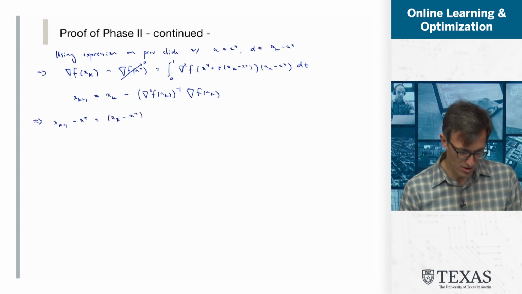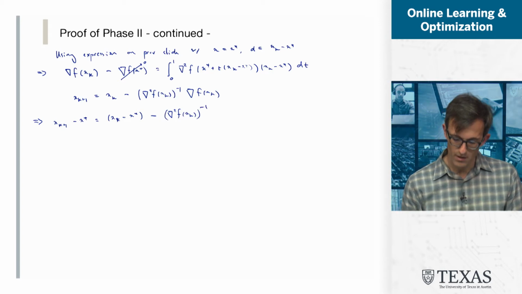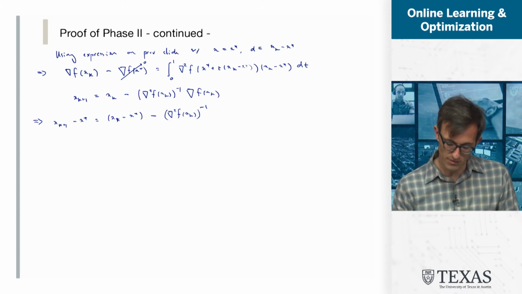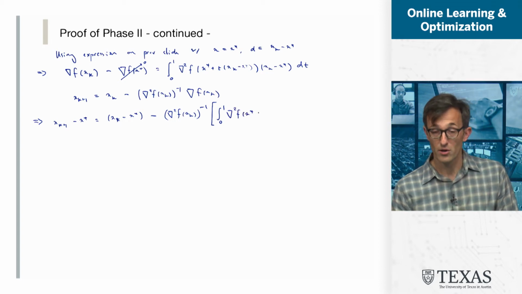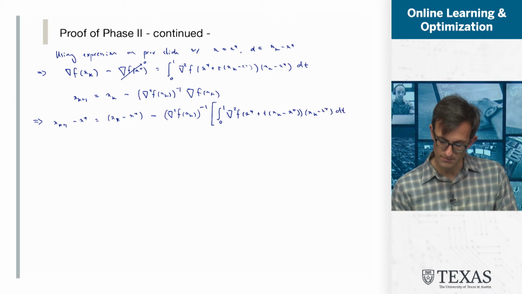So I'm going to write it like that: xk minus x star minus the Hessian inverse. Now I could just write the gradient, but we have a different expression for the gradient that we just derived, so that's what I'm going to use. I'm going to plug in from the top of the slide our expression for the gradient, the integral from 0 to 1 of the Hessian evaluated at x star plus t times xk minus x star, times the vector xk minus x star, dt.